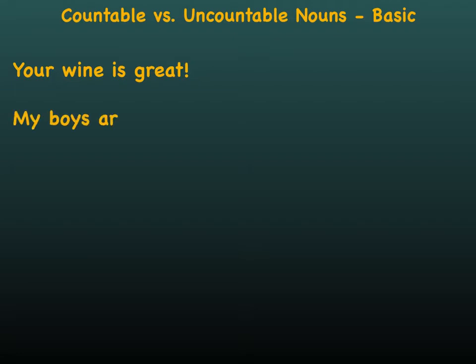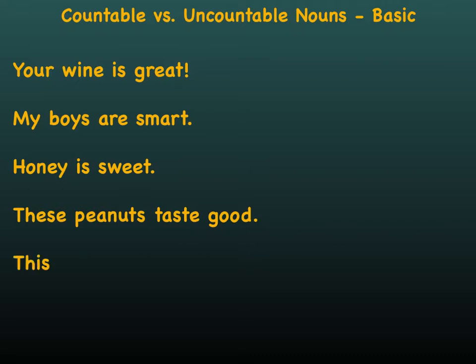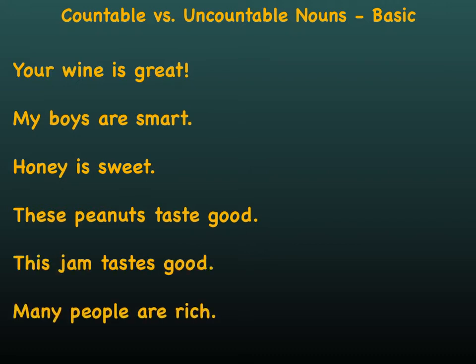Here are some more examples in sentences. Be careful to notice and check the use of is and are. And also check these, this, and many. They are different for countable and uncountable nouns. Okay, so now let's add the pronouns that we studied before, so we can see these two working together.